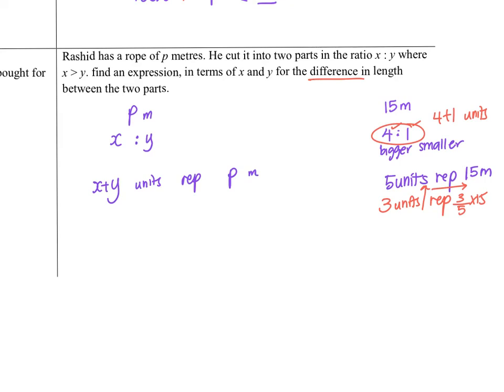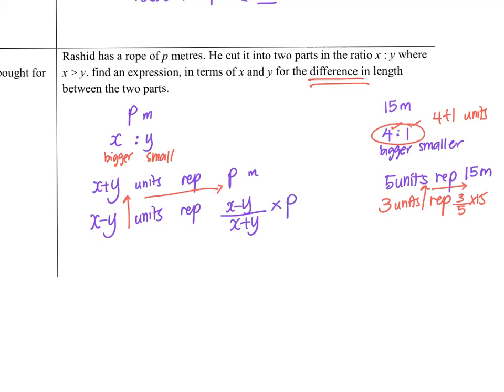They tell me x is bigger, y is smaller, and now they want the difference. How do you get the difference? That means I want to find x minus y units. And if that's the case, I'm going to get the answer. I'm going to take this, divide by this, times this. So that will be x minus y over x plus y times p.